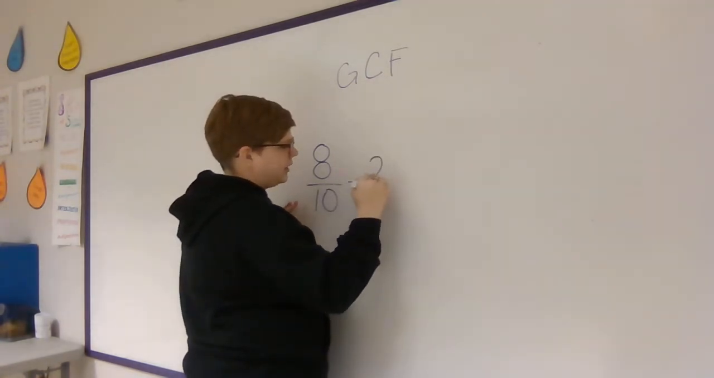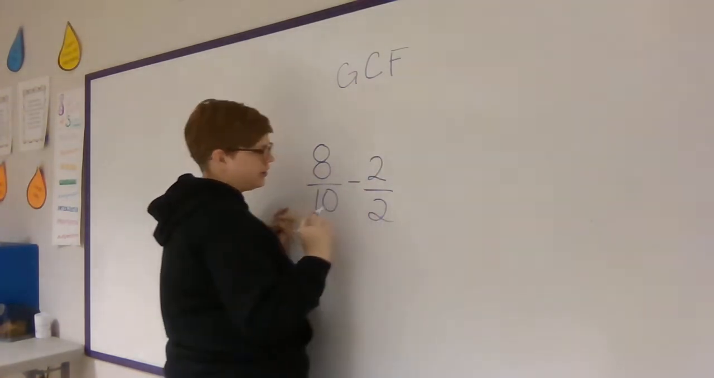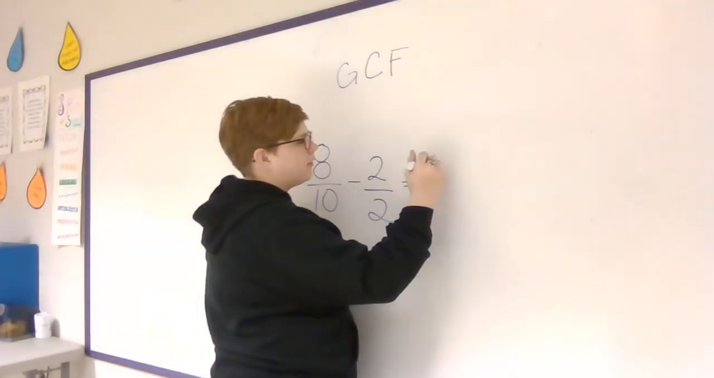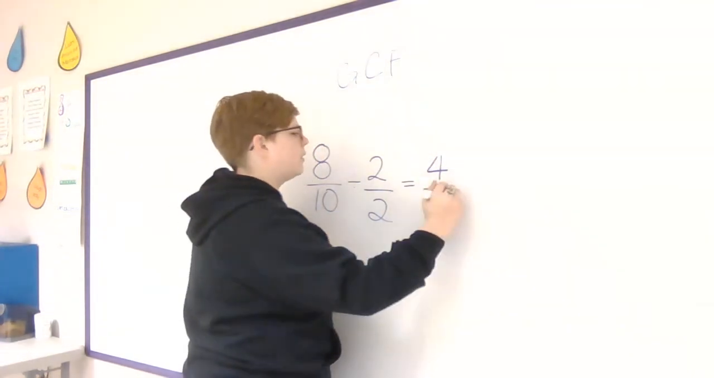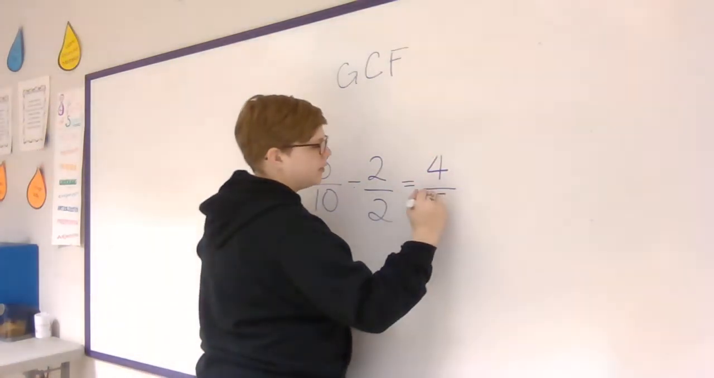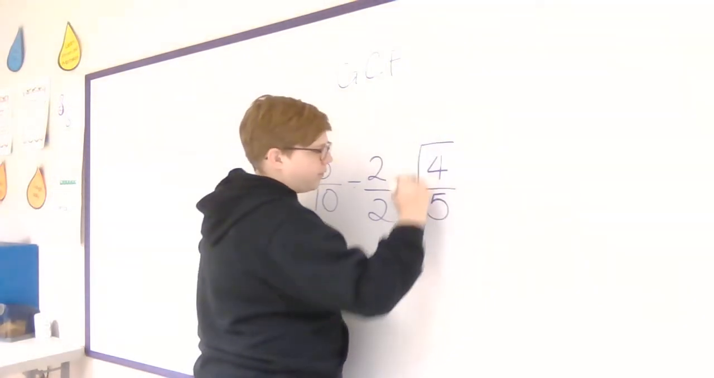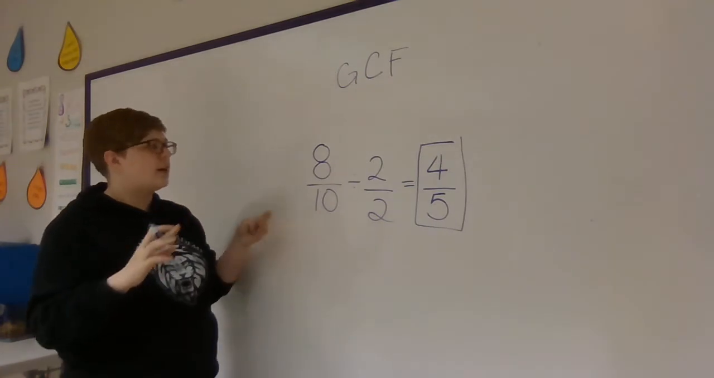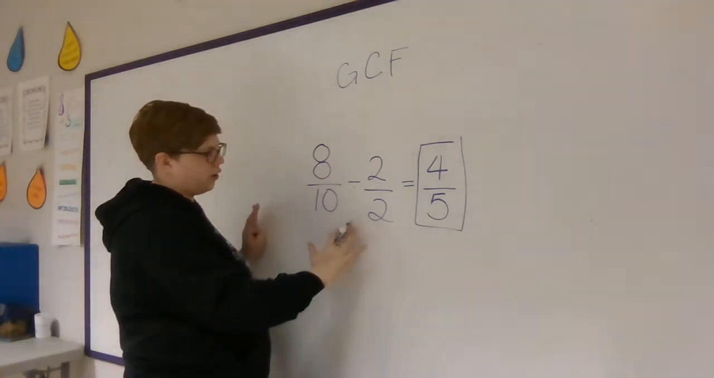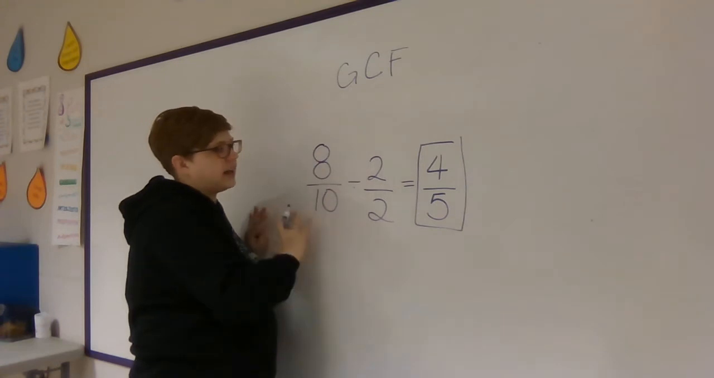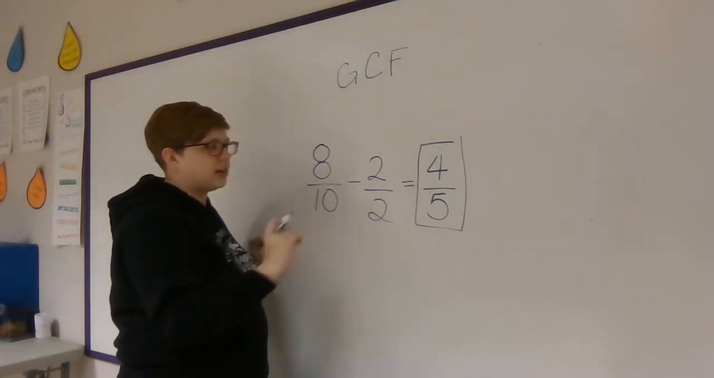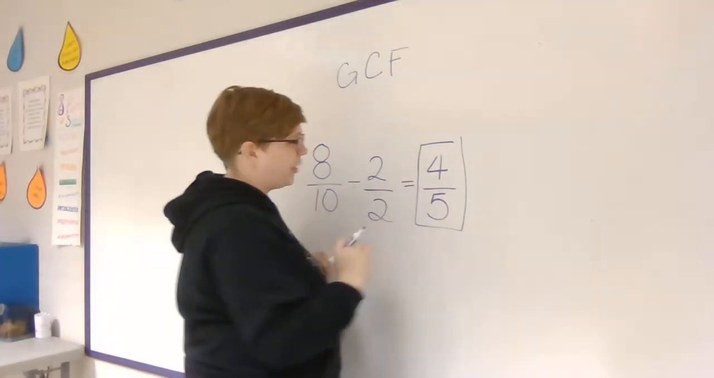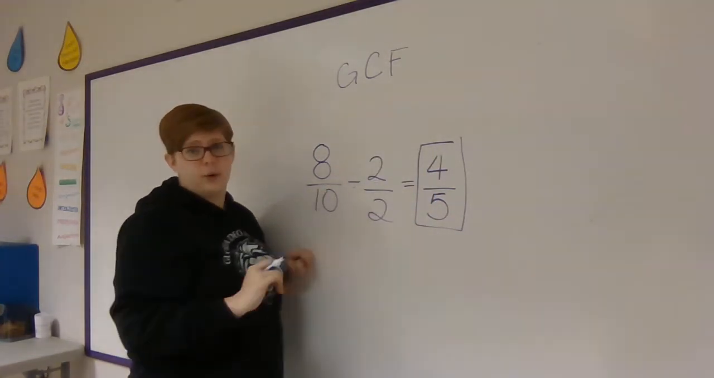I'm going to divide each side by 2. 8 divided by 2 is 4. 10 divided by 2 is 5. So 4/5 is the lowest term. That's the lowest my fraction can go by dividing it evenly. So that's the lowest it can go. It won't get less than 4/5.